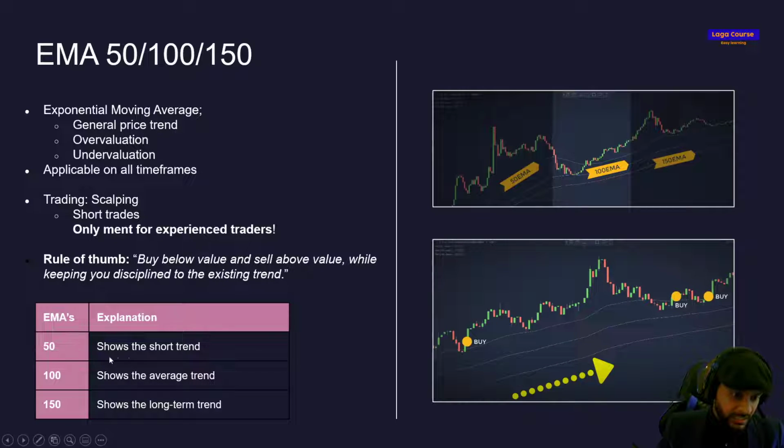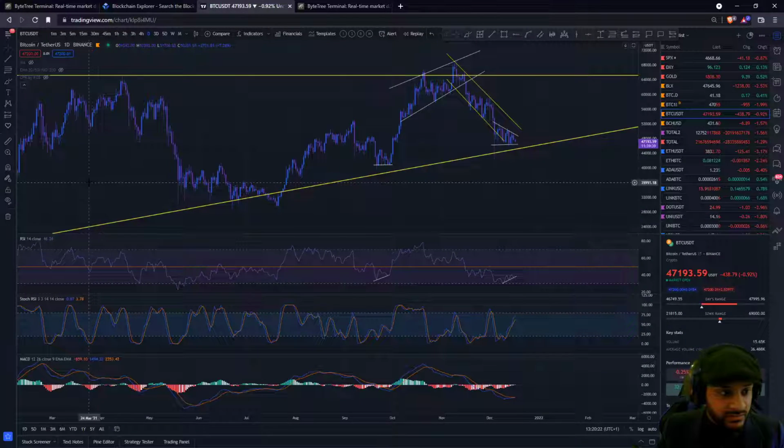Okay, the 50 EMA shows the short trend, the 100 EMA shows the average trend, and the 150 EMA shows the long-term trend. So it's, from my experience, a longer time frame is king, so better trade on longer time frames. This is what I'm gonna show you guys. And we're gonna also show you guys how to use.